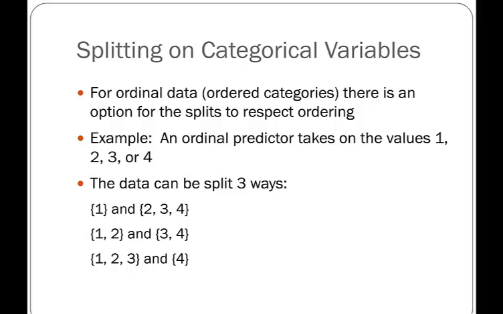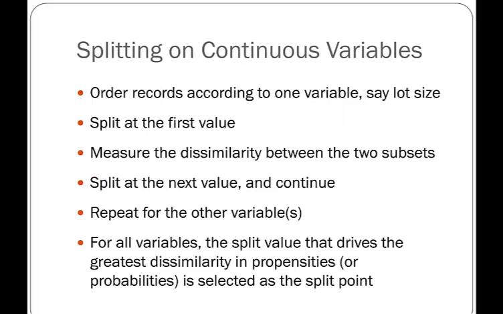If the data is categorical but ordinal, then that makes the number of splits a little bit more manageable, because we can't have say 1 and 3 together, for example, and 2 and 4, because these things are in order. So that's not going to be possible. It makes it a little bit more manageable.